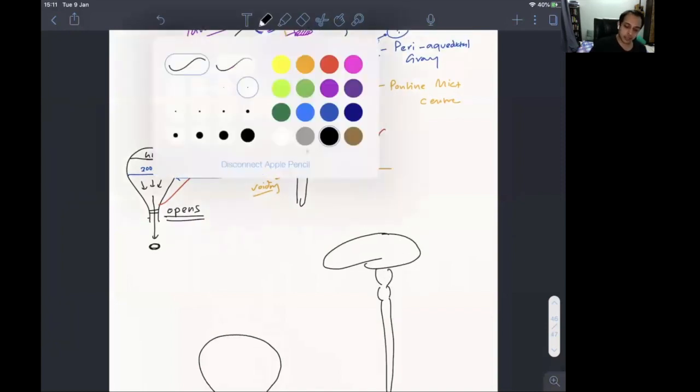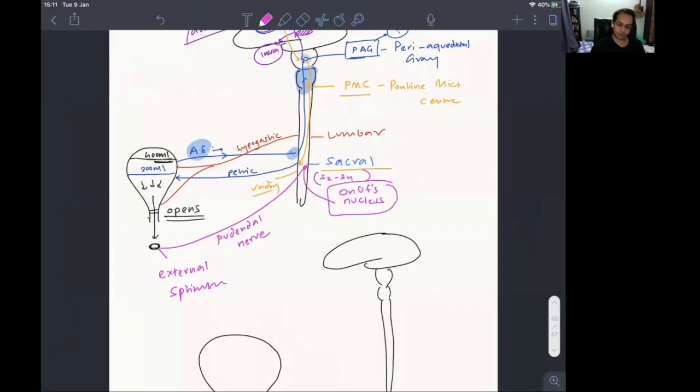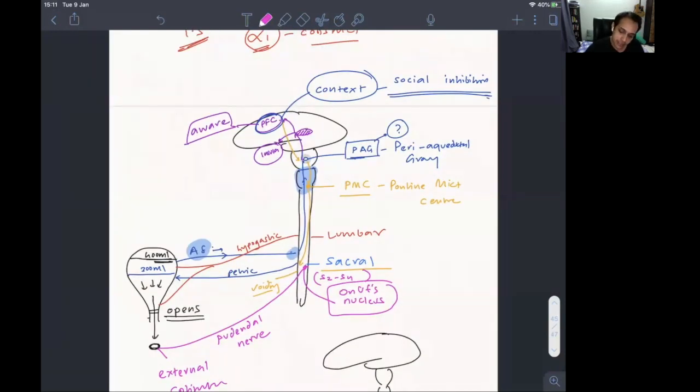Now, here is where your voluntary control of urine comes in, because your external sphincter is under voluntary control by a nerve called the pudendal nerve. Your pudendal nerve comes from the sacrum, S2 to S4. It arises from a nucleus known as Onuf's nucleus. And Onuf's nucleus is directly under your voluntary control.